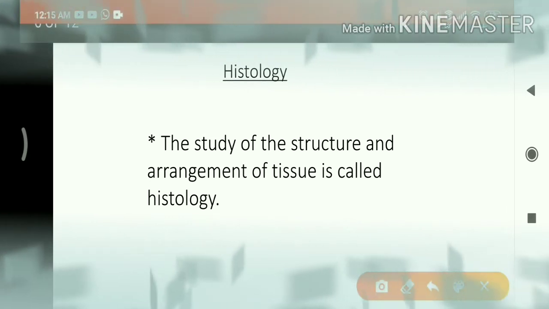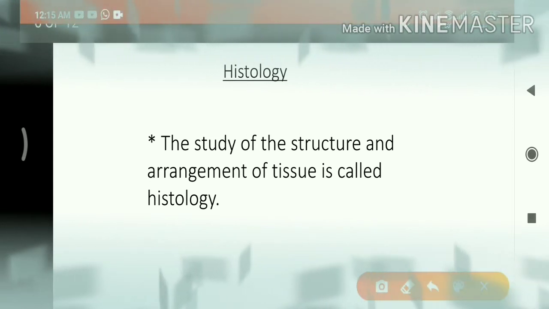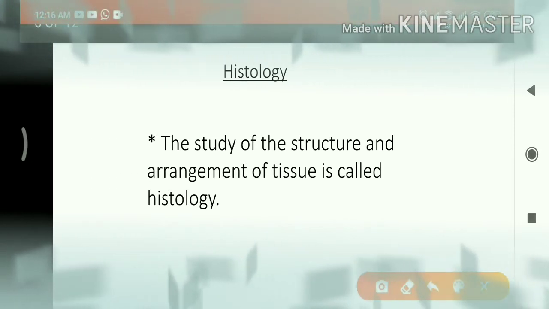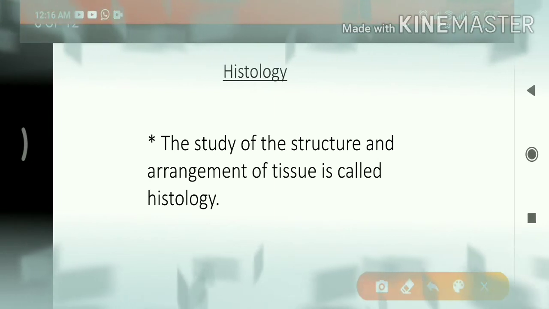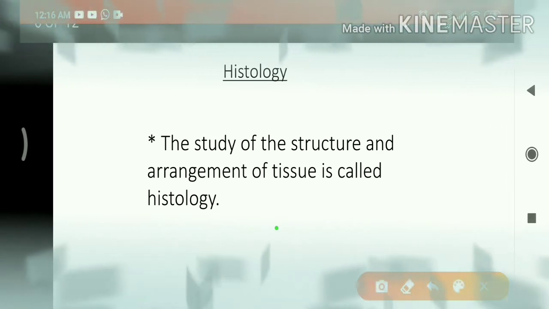The study of the structure and arrangement of tissues is called histology. This is the branch of biology, right? This branch of biology studies all the types of tissues, where they are present, and how they are arranged. Everything you study about animal tissue in 11th standard, chapter number 10.